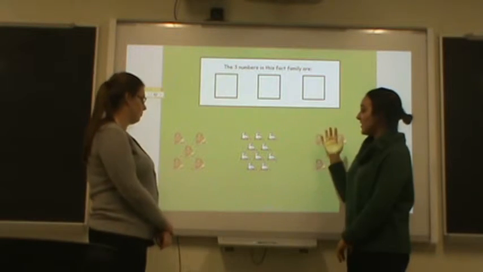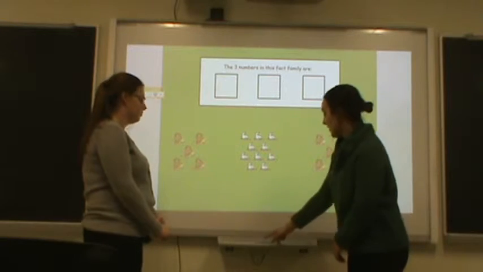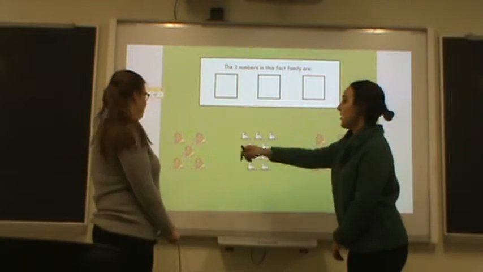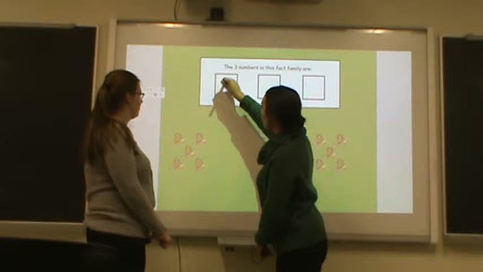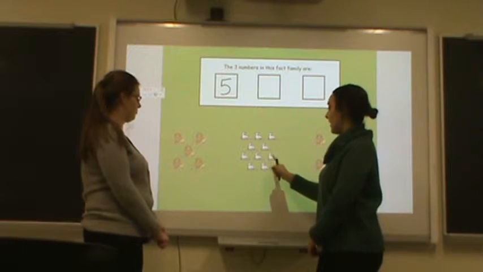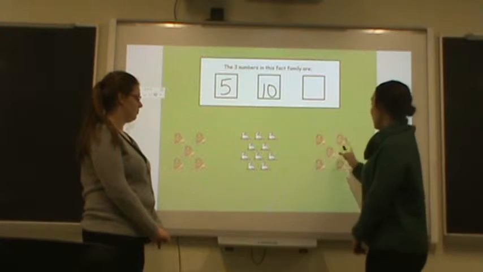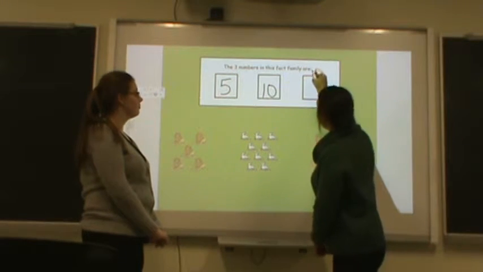So this one is the same as the previous one, also using pictures. So the students would come up and write 5, 10 seals and 5 lions.